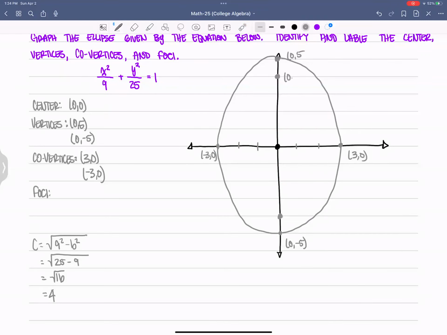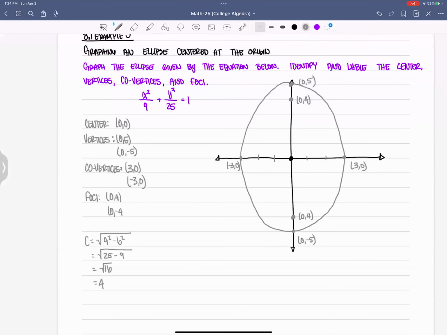So here when x is 0, y is 4. And here as well, when x is 0, y is -4. So that makes up our foci. So 0, 4, 0, -4. And there we go.